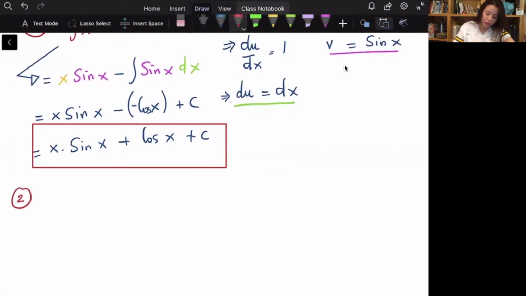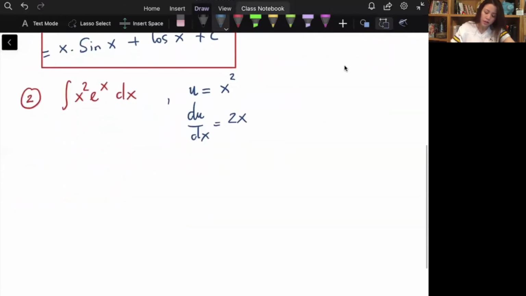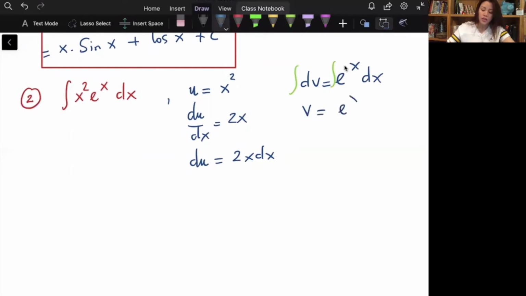If I have the integral of x squared e to the x dx. Again, in this one, I'll let u equal x squared, then du/dx equals 2x, or du equals 2x dx. And I'll let dv equal e to the x dx. We take the antiderivative of both sides, and we have v equal e to the x. The antiderivative of e to the x is e to the x.